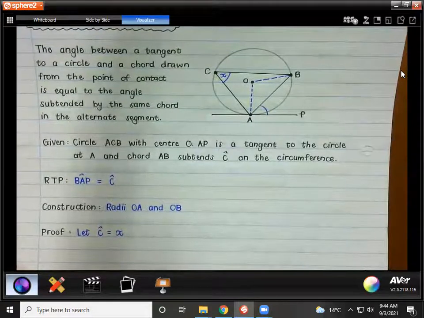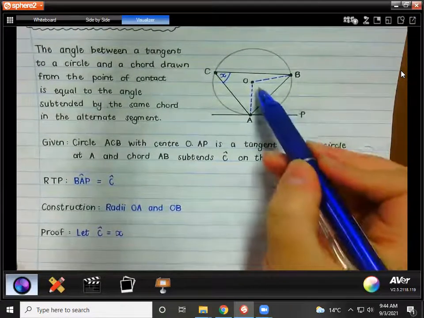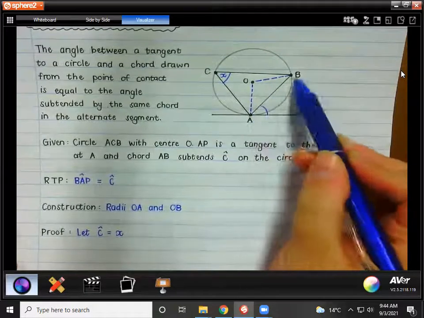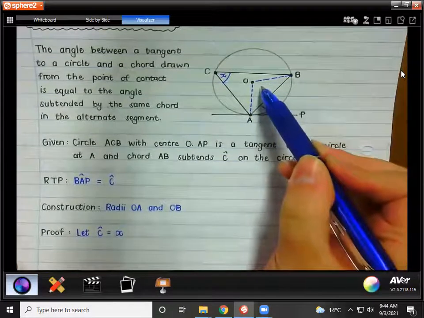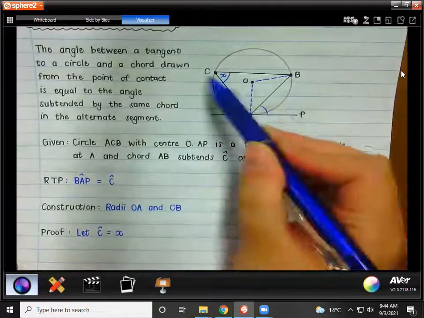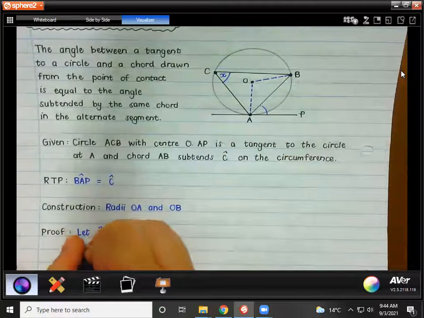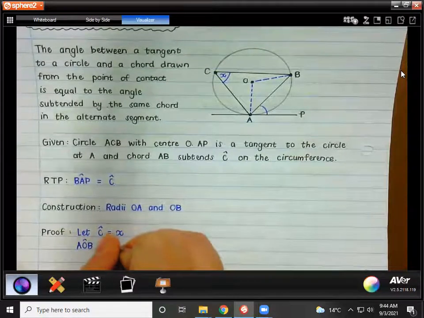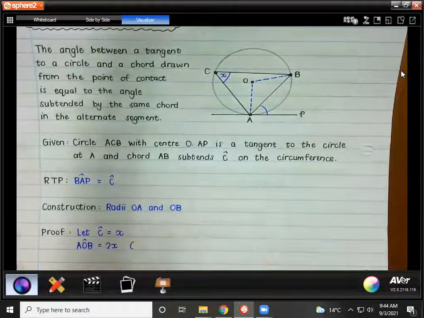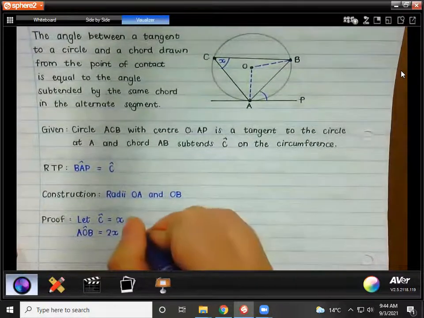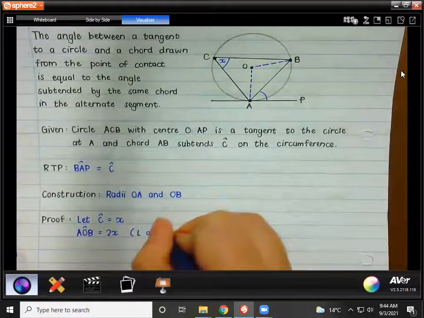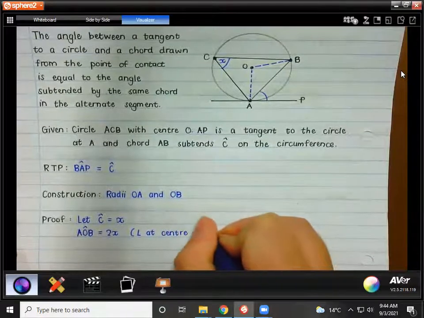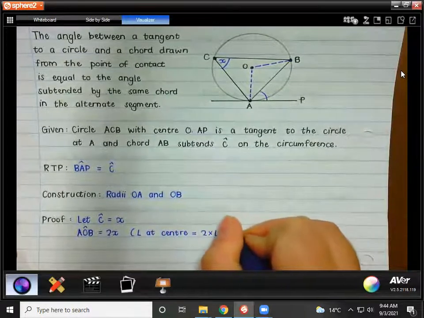Now we're going to work our way towards angle BAP. So the first thing that we're going to say is that angle AOB is then 2x, because of angle at center. So then AOB is equal to 2x. The reason there's angle at center equals 2 times angle at circumference.